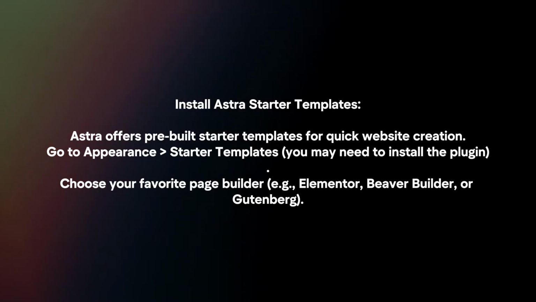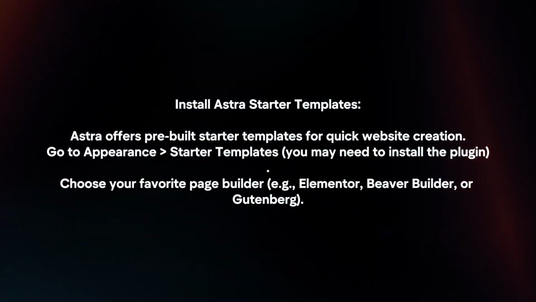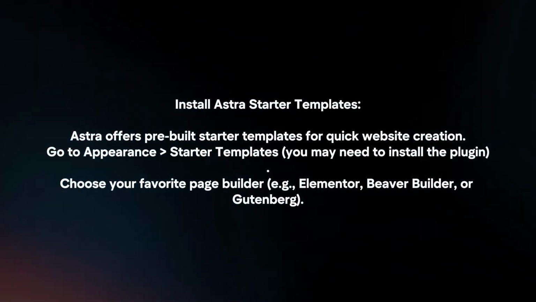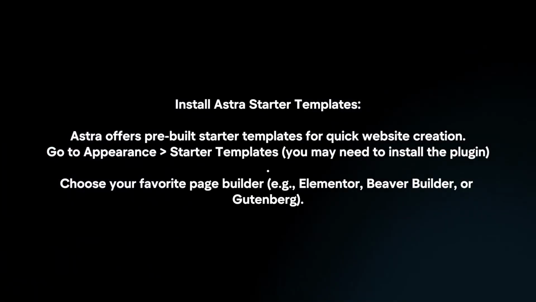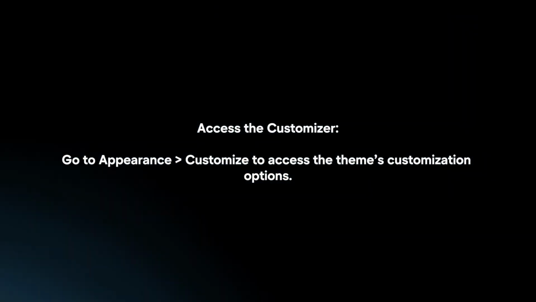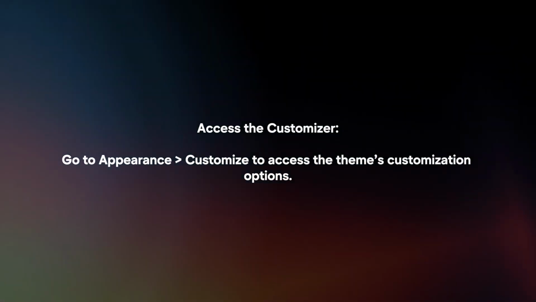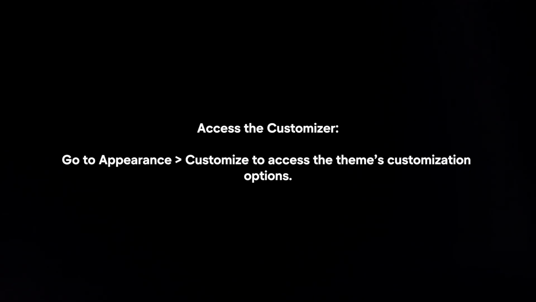Keep in mind that you may need to install the plugin as well. Choose your favorite page builder, for example Elementor, Beaver Builder, or Gutenberg. Customize your Astra theme. Access the customizer. Go to Appearance, Customize to access the theme's customization options.